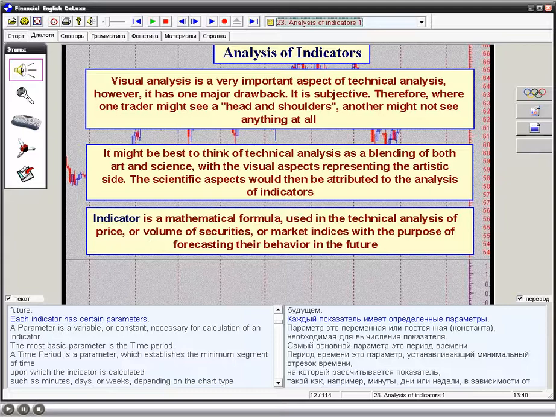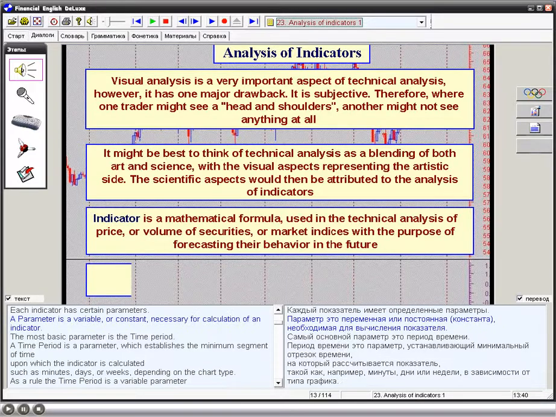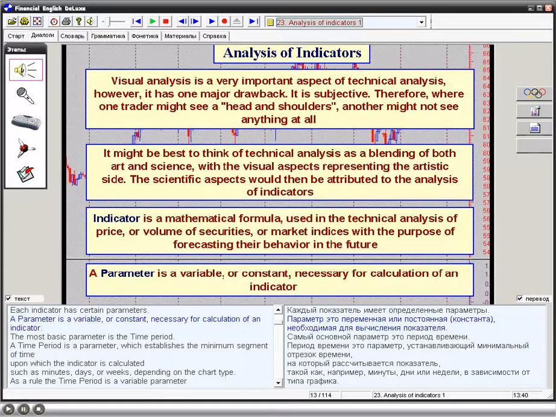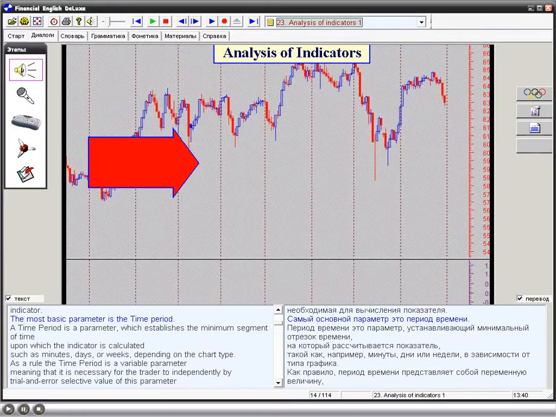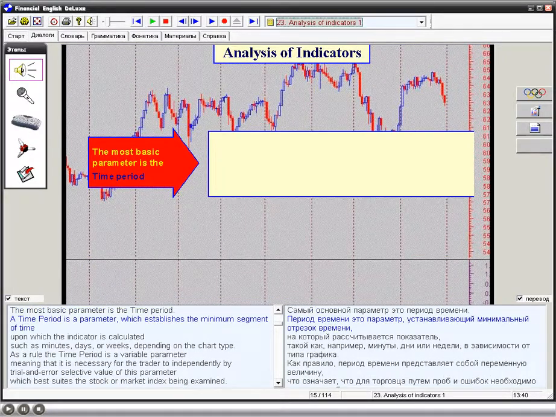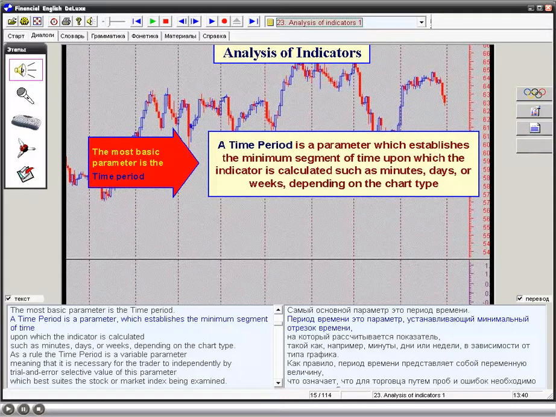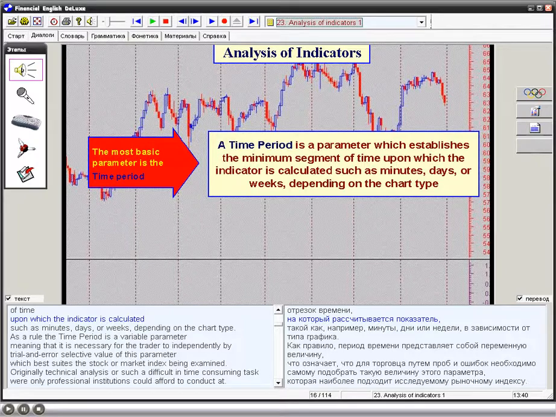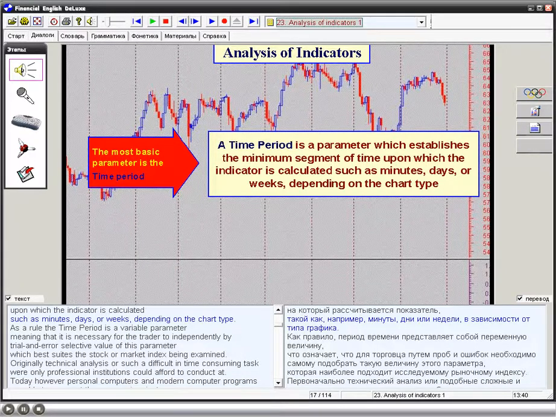Each indicator has certain parameters. A parameter is a variable or constant necessary for calculation of an indicator. The most basic parameter is the time period. A time period is a parameter which establishes the minimum segment of time upon which the indicator is calculated, such as minutes, days, or weeks, depending on the chart type.